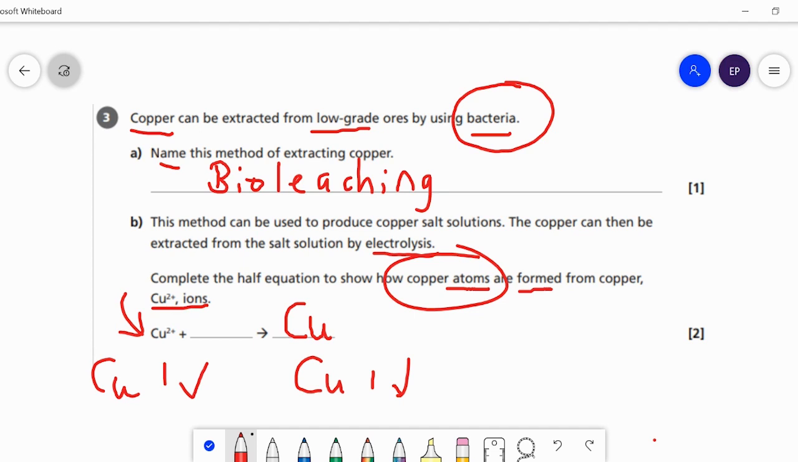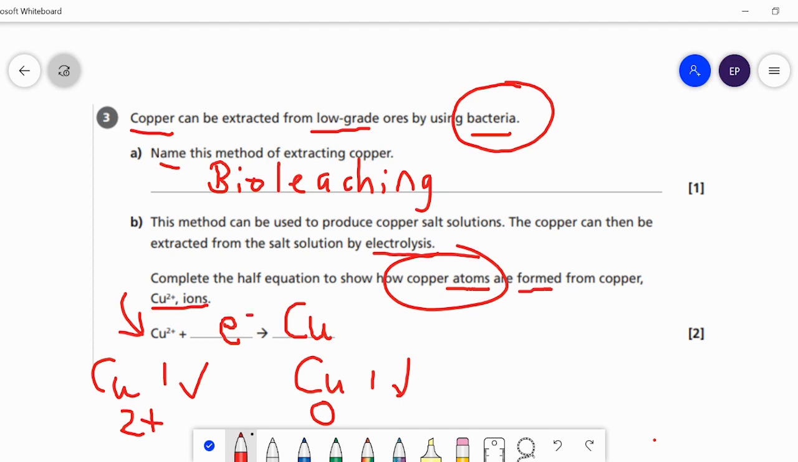On the left-hand side, at the moment, we've got a 2+ charge from the copper ion, whereas on the right-hand side, we have got no charge because we've got copper atoms which are neutral. So we need to have something that has a 2- charge on the left-hand side. And of course, we have got missing some electrons.